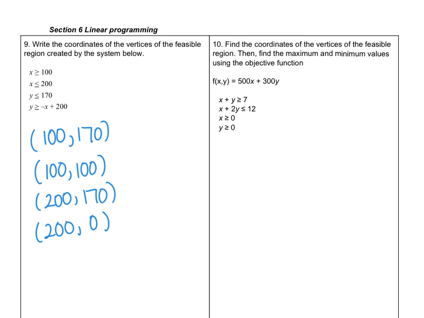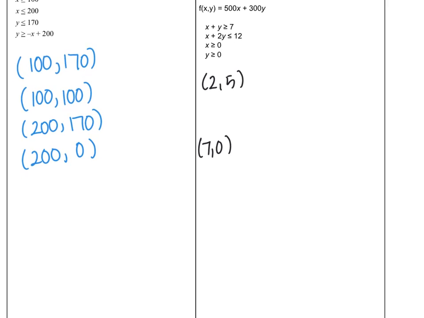If we look for our darkest region, we have a triangle that is going to contain the darkest region. So our points are going to be the points 2, 5, 7, 0, and 12, 0. Now we want to use that equation 500x plus 300y to figure out which one is a max and which one is a min.